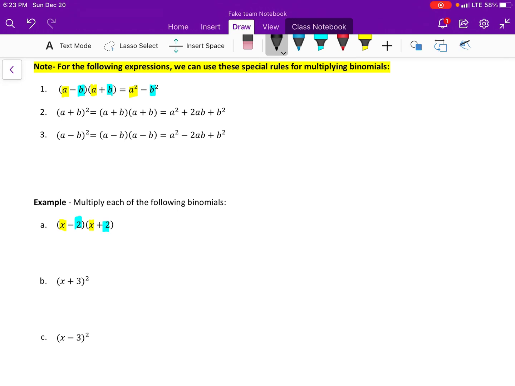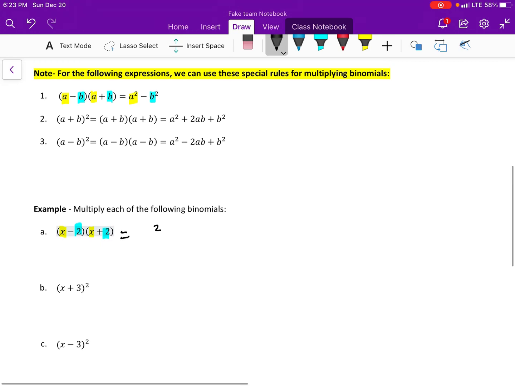So this rule tells us that this expression is equal to a squared minus b squared. So this should be equal to, our a is x in this case, so this is x to the second power, x squared. Okay, we have x squared. And now it's minus b squared. Now our b is 2 in this case, so this is minus 2 squared. And now we can simplify this just because we know that 2 squared is just equal to 2 times 2, which is 4.